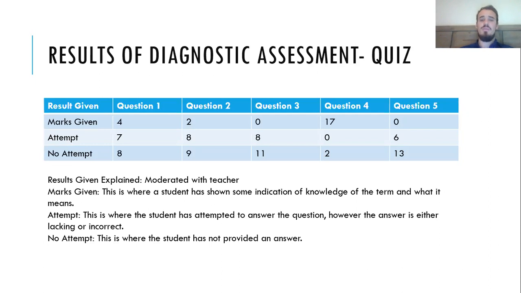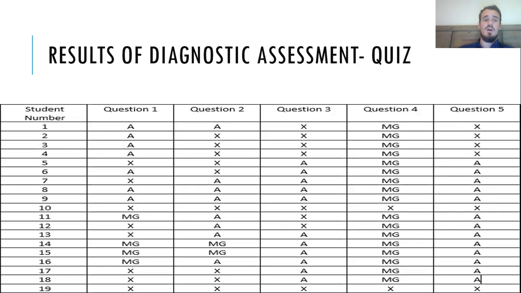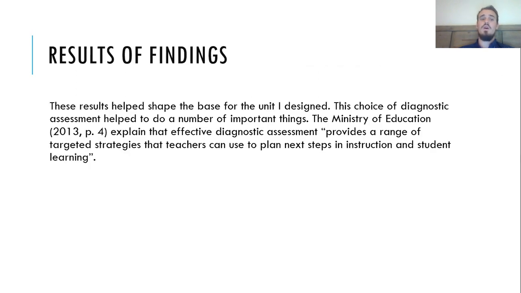But I can tell from this data that not a lot of students had a very good base of knowledge of the characteristics. So here's the data for the whole class. As you can see with student 19, they have not answered any questions, whereas student 14, marks were given for 3 answers. So that shows me that there is a varying level of knowledge in this class. So from these findings, these results helped shape the base for the unit that I designed. This choice of diagnostic assessment helped to do a number of important things.